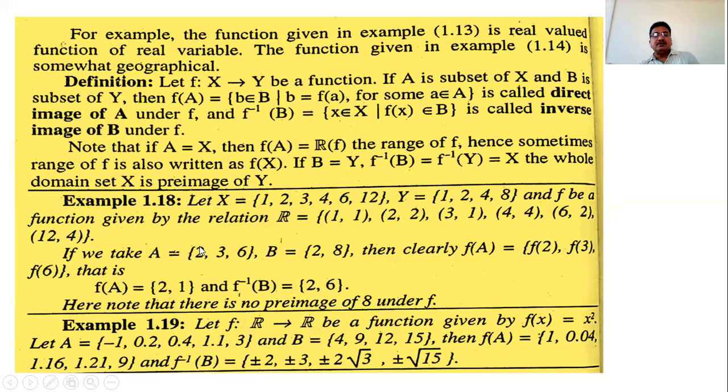That is the set of all images of the elements of A. So what is f(2)? The image of 2 is 2, and therefore we write the first element as 2 in f(A). Then what is the image of 3? f(3) is 1, so write 1. And then what is f(6)? f(6) is 2, so 2 is already present in this set. So this is f(A). It is called the direct image, that is, the image of all elements of set A.